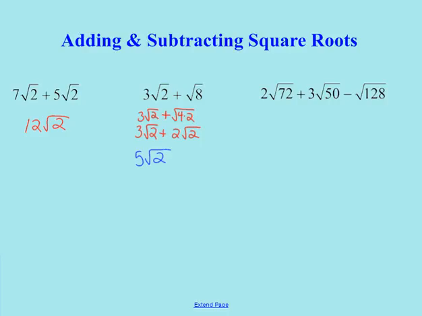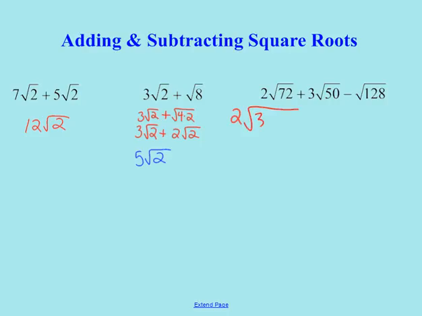Now let's look at our third example. Obviously the most difficult. We have 2 square roots of 72 plus 3 square roots of 50 minus the square root of 128. You can see that none of the radicands are the same. So we have to simplify each of these in hopes of getting them to be the same. So let's start with 2 square roots of 72.